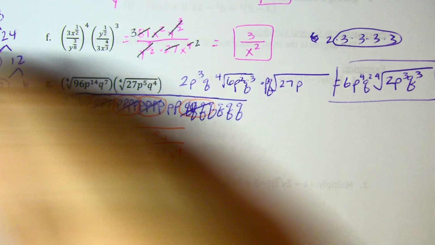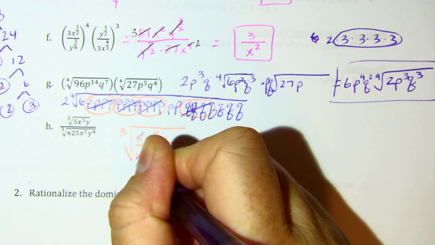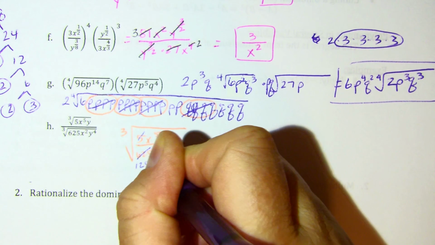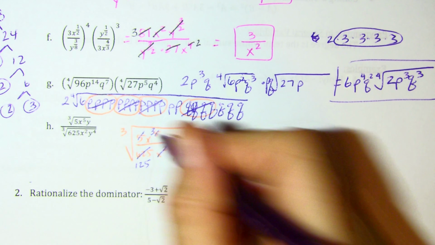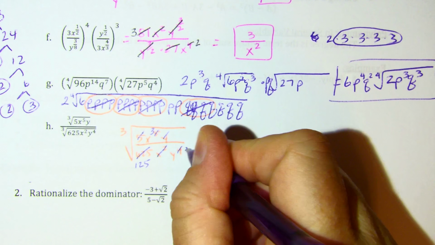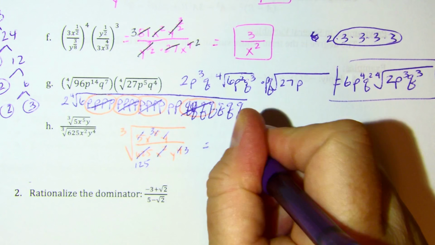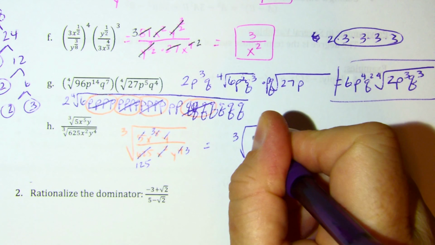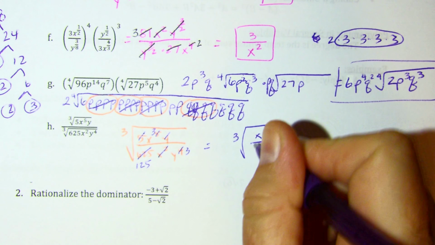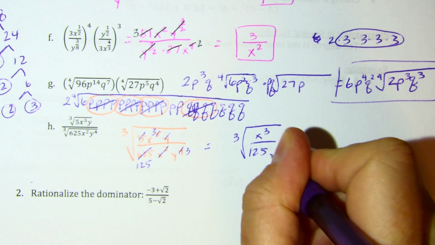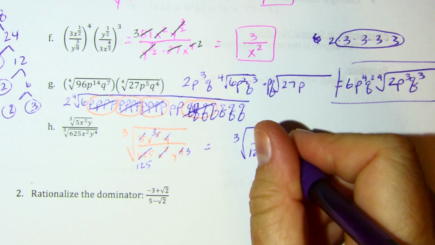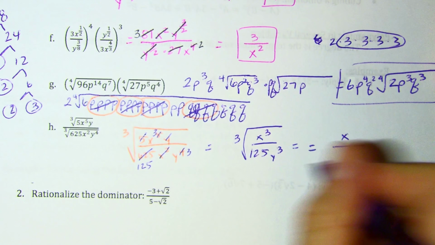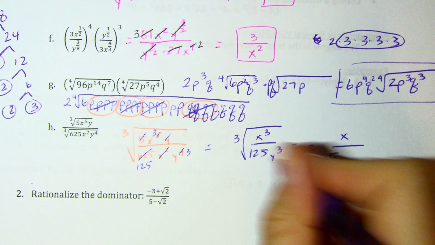5 and 625, this is going to turn into 125. X squared cancels, and I have 3 on top. And 1 y cancels, and I have 3 left on bottom. So I have the cube root of x cubed over 125y cubed. And these are all perfect cubes, so I can cube root each of them. The cube root of x cubed is x. The cube root of 125 is 5, and the cube root of y cubed is y.